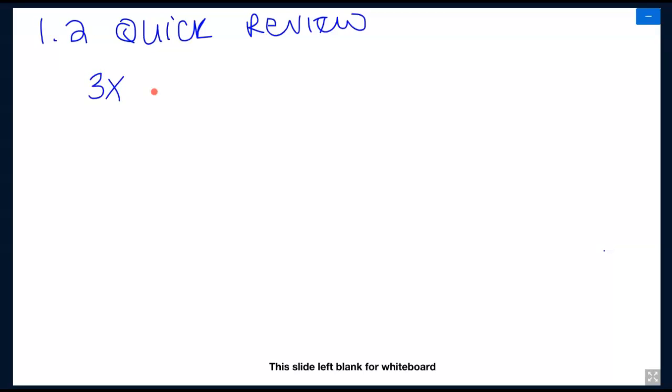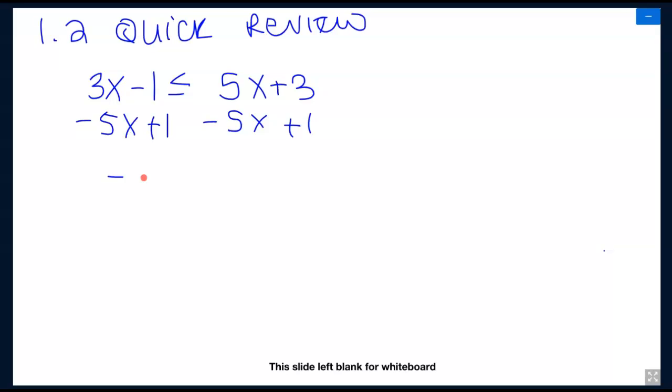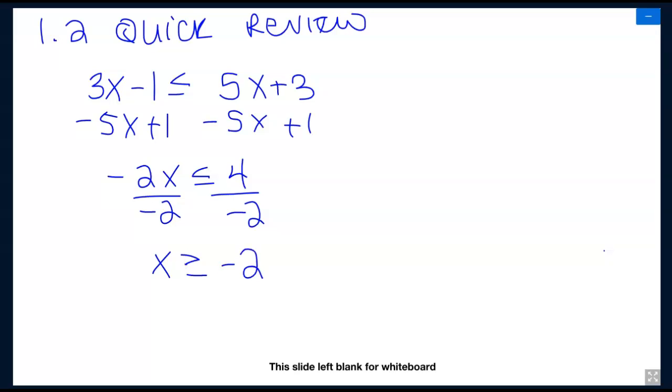You have your 3x minus 1 less than or equal to 5x plus 3. And then what you do is solve for x. So subtract 5x from both sides, add 1 to both sides, and you get negative 2x less than or equal to 4. And then once you have that, we want to solve for x, but what happens is you divide by a negative, so your inequality changes direction, and you get x is greater than or equal to negative 2.